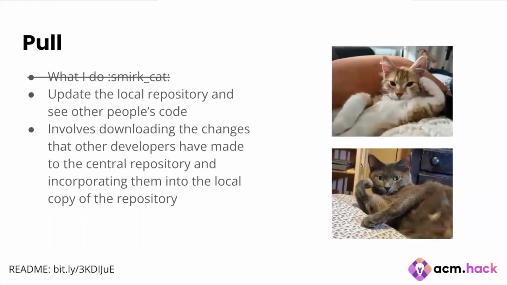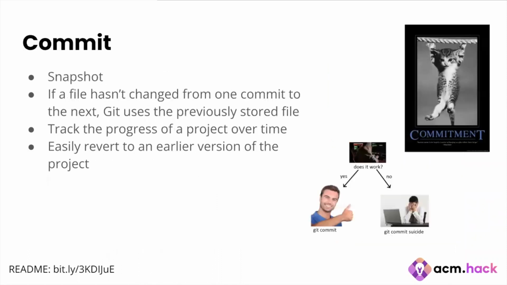You must pull from the main branch to update your local repository and see other people's code. Pulling changes from the central repository involves downloading the changes that other developers have made to the central repository and incorporating them into the local copy of the repository. This allows developers to keep their local copy of the repository up to date with the latest changes.